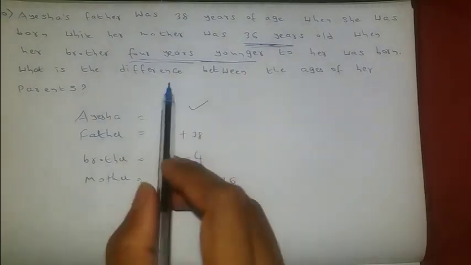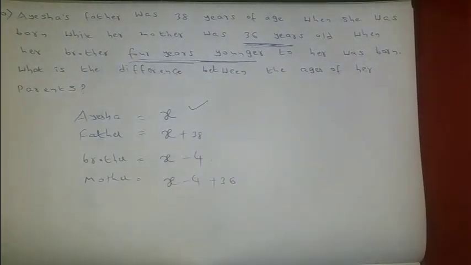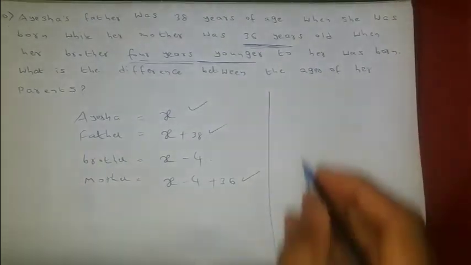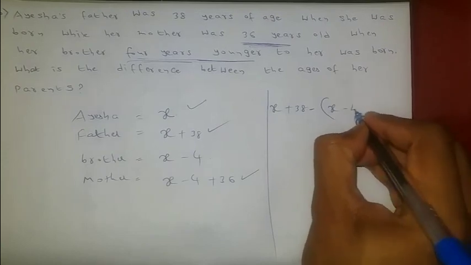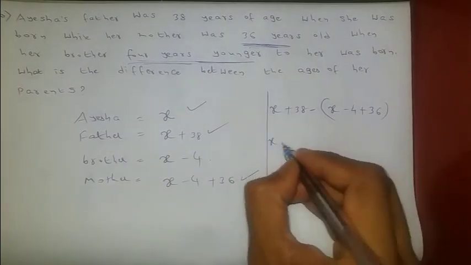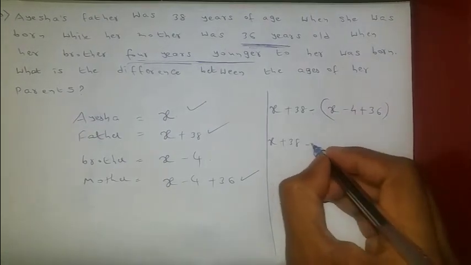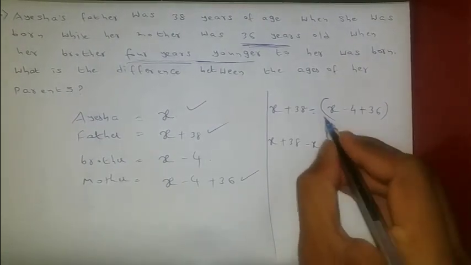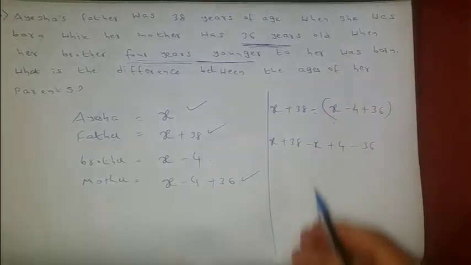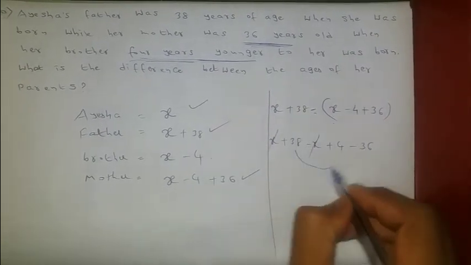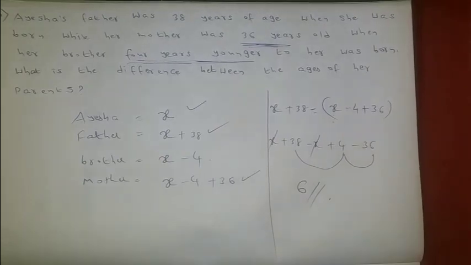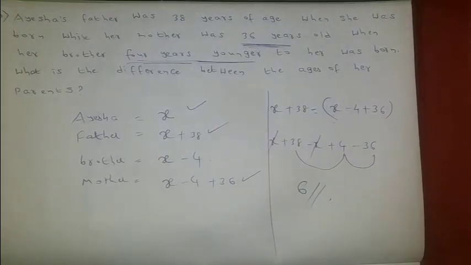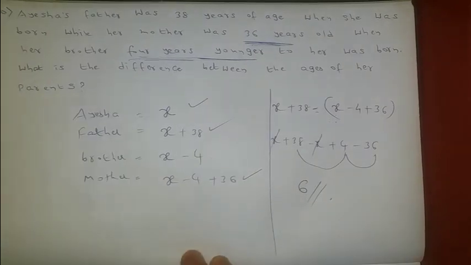Then what is it asking? The difference between the ages of the parents. Always the father's age will be more than the mother's age. So father's age minus mother's age. That is father's age x plus 38 minus mother's age (x minus 4 plus 36). So x plus 38 minus x plus 4 minus 36. Plus x minus x will get cancelled. 38 plus 4 is 42, minus 36 is 6. So the difference between the ages of her parents is 6 years.